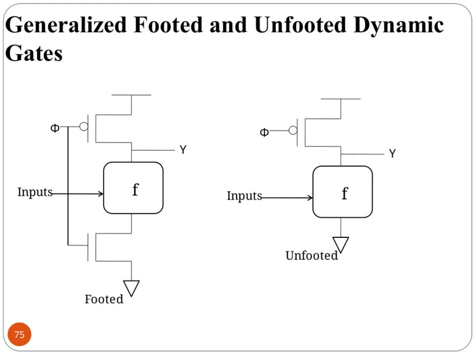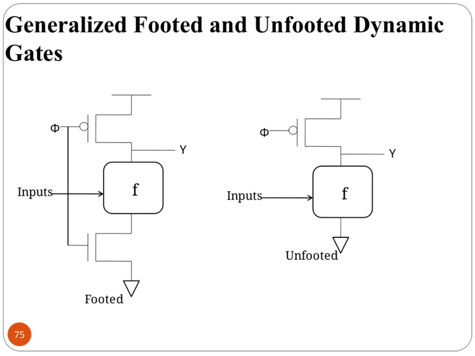Here we're looking at the concept of generalized footed and unfooted dynamic gates. On the left side, we have the footed dynamic gates, which include the inputs labeled as F, Y, and F. The term footed refers to gates that have certain structural supports or constraints that influence their behavior. On the right side, we have the unfooted dynamic gates, again with the same input labels, F, Y, and F.